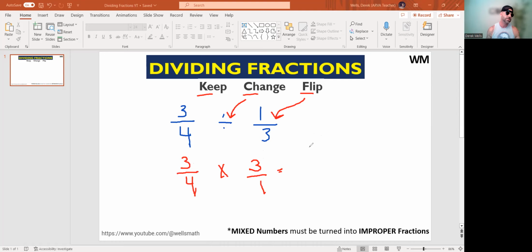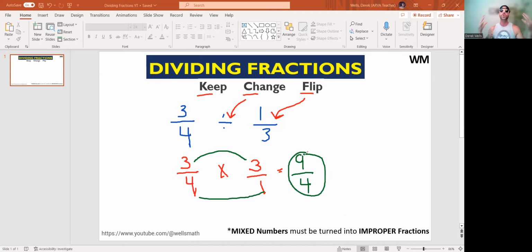So here we are, just like we were with our last problem. We're going to multiply our numerators. 3 times 3 is 9. And we will multiply our denominators. 4 times 1 is 4. Now, most likely, this is not going to be an acceptable answer if you're working a problem and it's a multiple choice question, because this is an improper fraction.